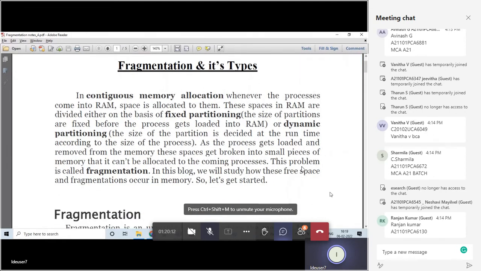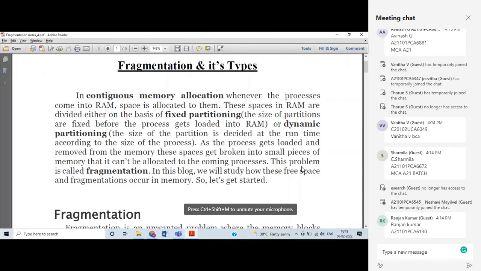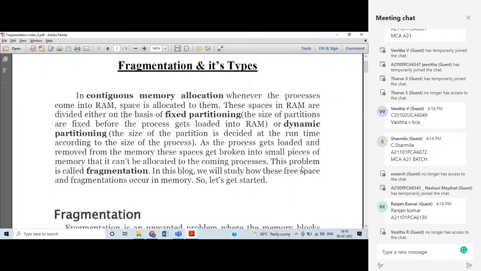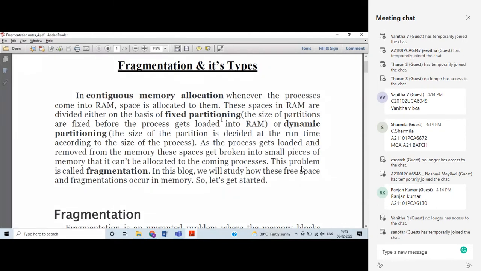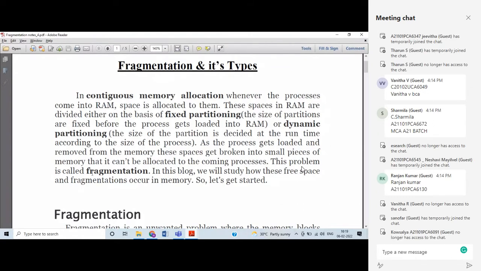Okay, what is the problem with contiguous memory allocation here? In contiguous memory allocation, whenever processes come into RAM, space is allocated to them. These spaces in the RAM are divided either on the basis of fixed partitioning or dynamic partitioning. As processes get loaded and removed from the memory, these spaces get broken into small pieces of memory that can't be allocated to the incoming processes. This problem is called fragmentation.